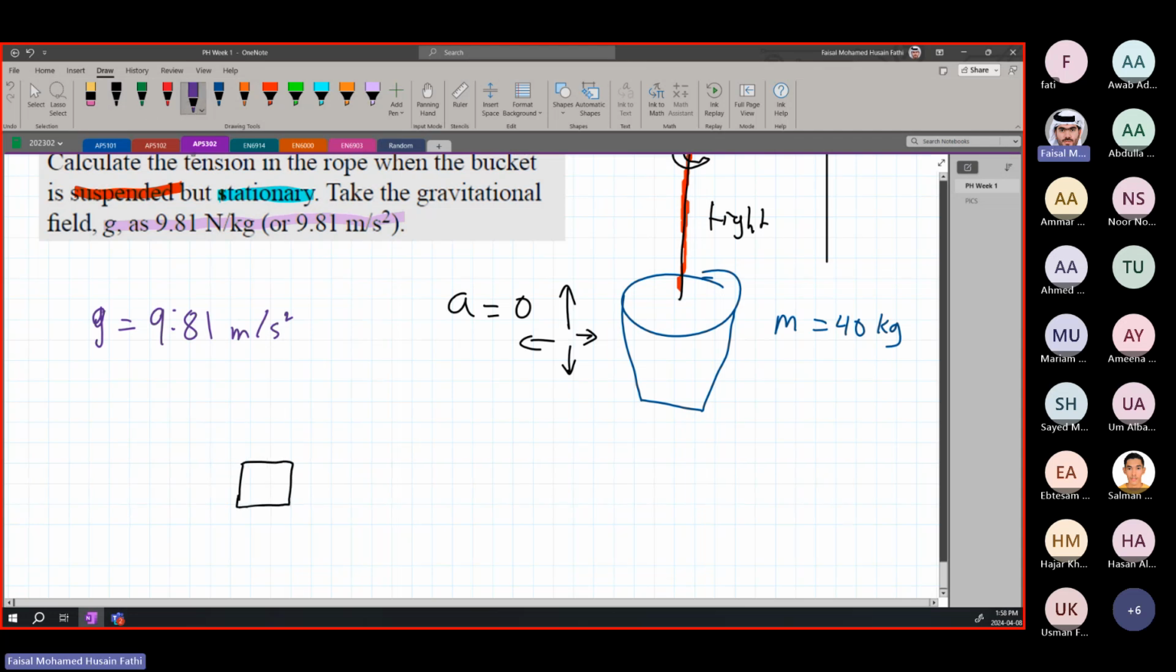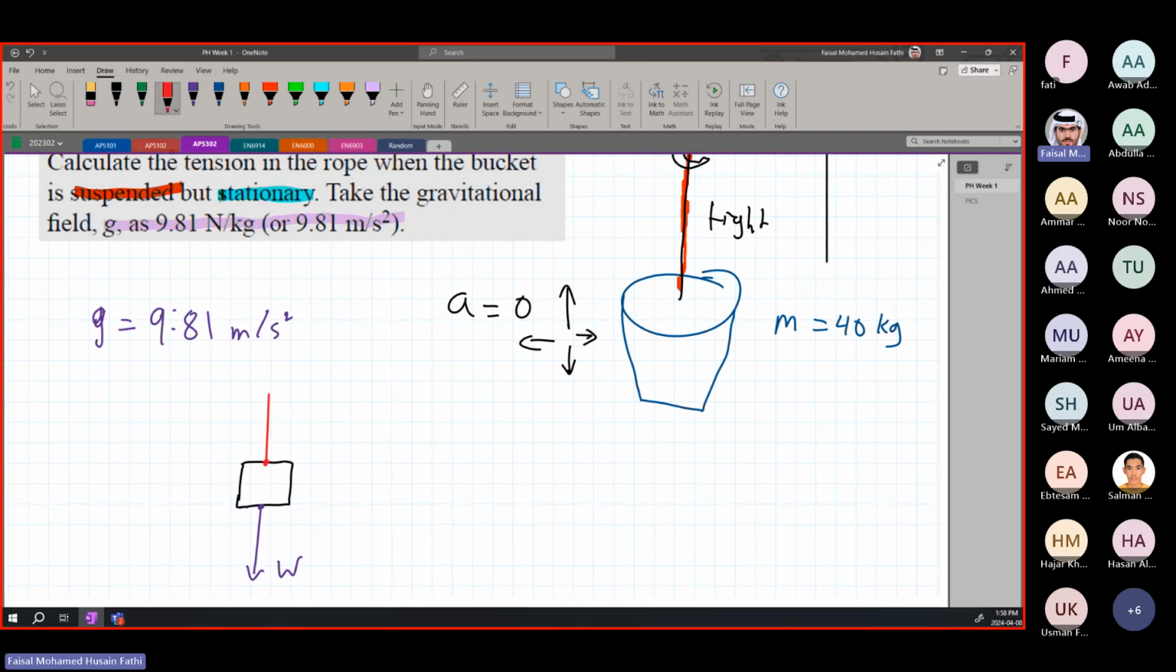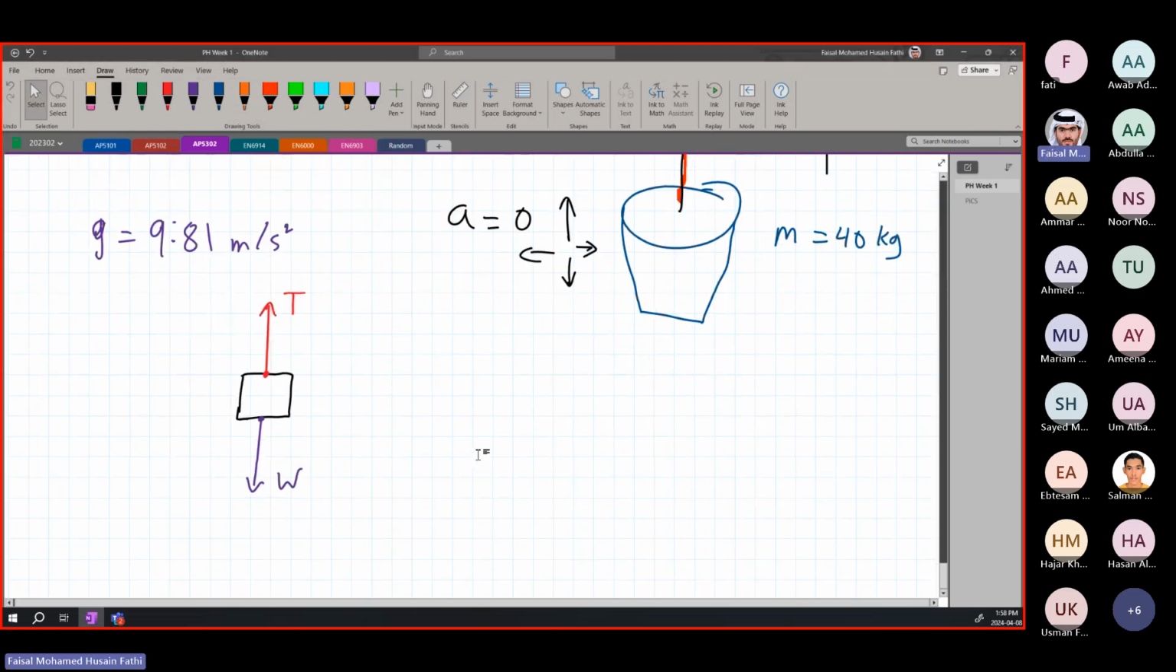We know it's going to have a gravity force, which is downwards. Let's call this W. And we know that there is a tension force upwards that is holding it straight. Let's call this force T. Usually tension, we call the force T. You can call it F, it's the same thing. Okay? Now, how do you solve this?